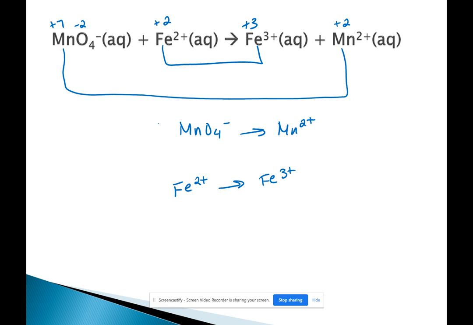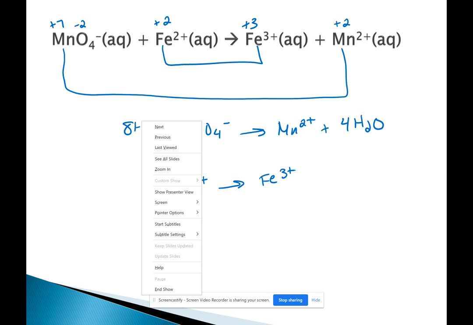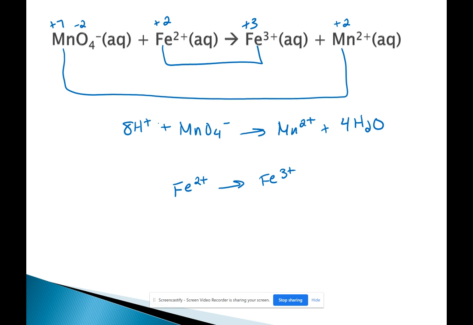I have 4 oxygens on my reactant side, so I need to add 4 waters to the product side to make sure there's 4 oxygens on that side. Of course, when I do that, now I've thrown hydrogen in there, so I have to add hydrogen to the reactant side to balance that out. I have 8 hydrogens on my product side, so I need 8 hydrogen ions on my reactant side.